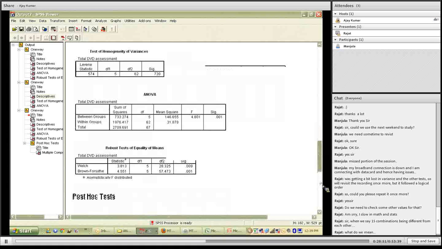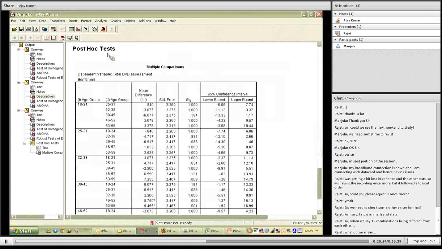Now this is the post hoc test for you, right? So you see what it has done. It has taken age group and age group, two columns of age group. This column is represented by I and this column is represented by J. So the age group of 18 to 24, the first age group that we have, is checked against the age group of 25 to 31, right? So these two are checked against each other. The mean difference between them was 0.840.